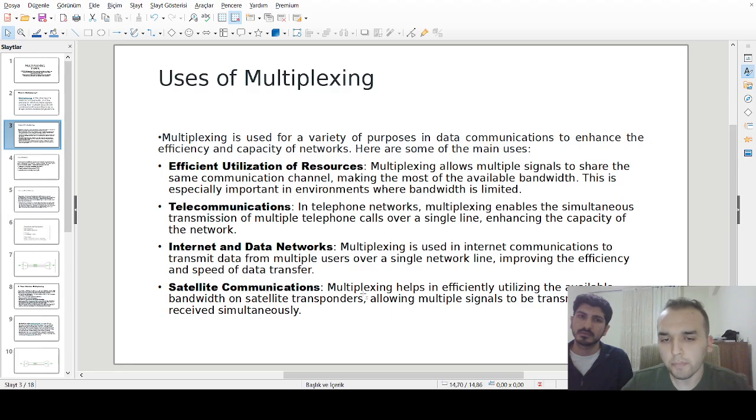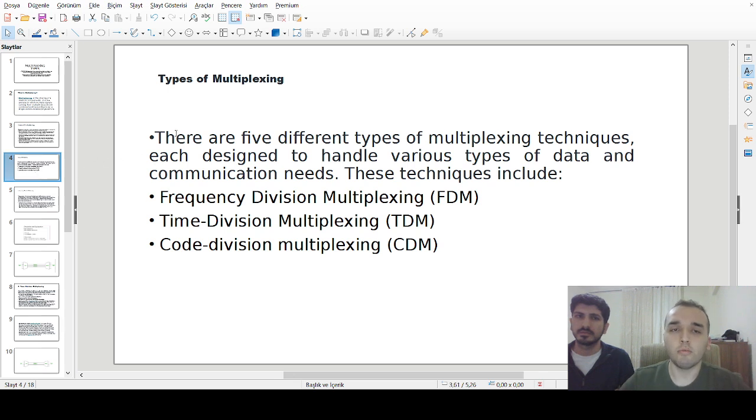Satellite communications. Multiplexing helps in efficiently utilizing the available bandwidth on satellite transponders, allowing multiple signals to be transmitted and received simultaneously. Types of multiplexing. There are three different types of multiplexing techniques, each designed to handle various types of data and communications needs. These techniques include frequency division multiplexing (FDM), time division multiplexing (TDM), and code division multiplexing (CDM).